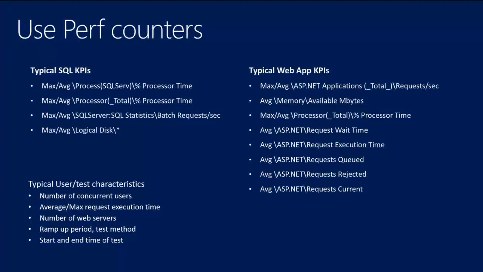And then perfmon counters. We use SQL Server perfmon quite a lot, and there's really about 8 SQL key performance indicators that we tend to be most interested in. In all cases, the maximum and also the average. So there's the processor time, SQL Server processor time, and then the total processor time for the machine. The batch requests per second, and then pretty much all the logical disk activity. They're the main things that we track.